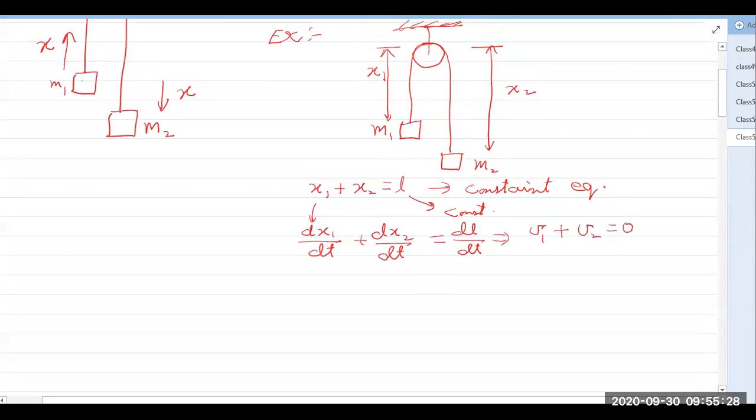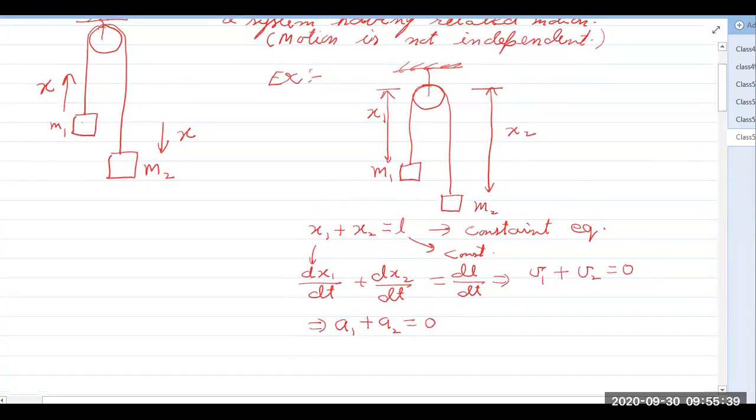Okay, so what are we going to do next? If you differentiate it again, you will have a1 plus a2 equal to 0. So what does it mean? It means that if the acceleration of one is, suppose, a upward, then the other will be downward with the same amount. You can see the magnitude is the same and the direction is opposite. So if the acceleration of m1 is a upward, then the acceleration of m2 will be a downward. In this way you can relate. So this is the constraint relation.